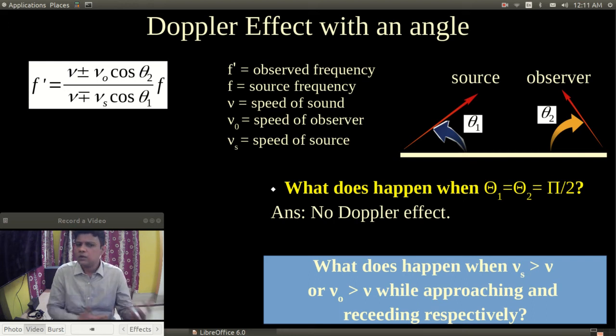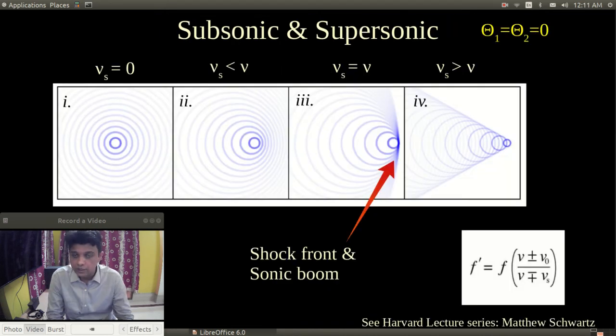Now, what will happen if your source velocity exceeds the velocity of sound? We are going to see this beautiful diagram here shown. And now, as we all know, sound travels by creating pressure on the medium. Now, if we consider a static source, then it will create isotropic pressure contours around it, as shown in figure 1.